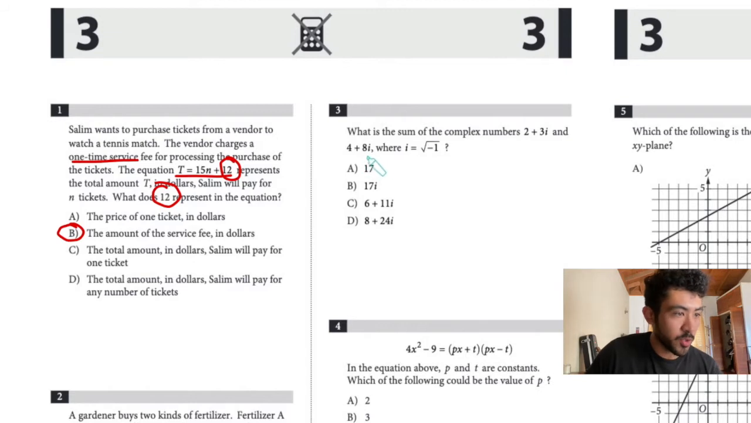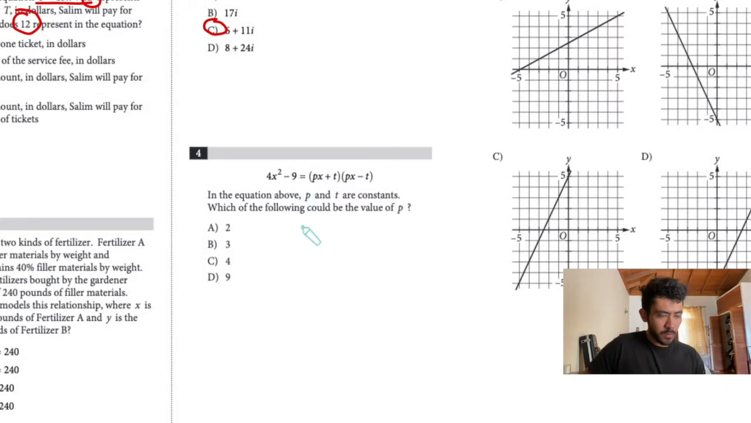What is the sum of the complex numbers? Are there any squareds going on? No, this is just adding. So it's going to be 4 plus 6. 4 plus 2 is 6. 8 plus 3 is 11. The answer is C.